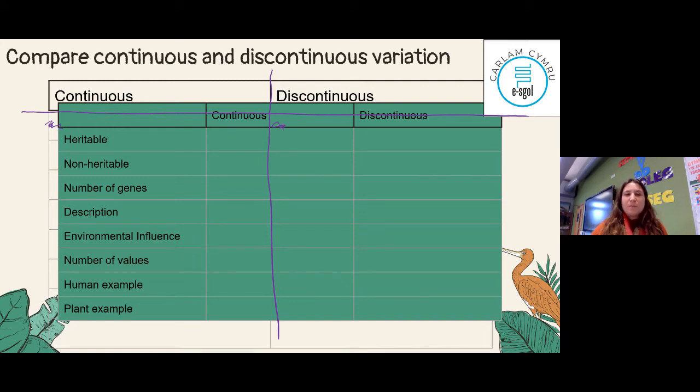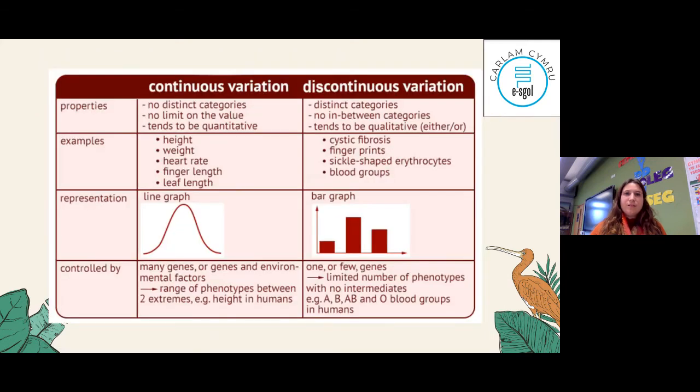Okay, and I'm going to put the answers up, so if you need to, you can pause the video. I've given it to you like this, so you can look at the relevant comparison. No distinct categories versus distinct categories. No limit on the value. There are no in-between categories. It's almost saying the same.